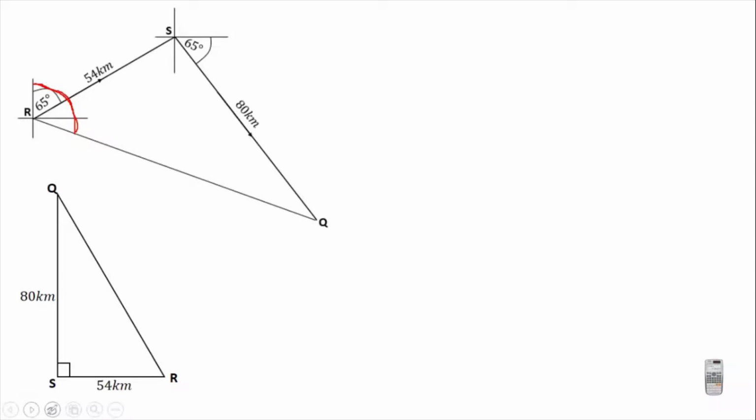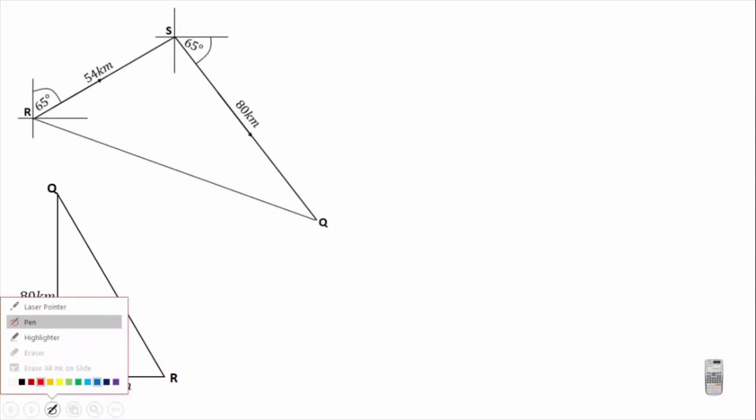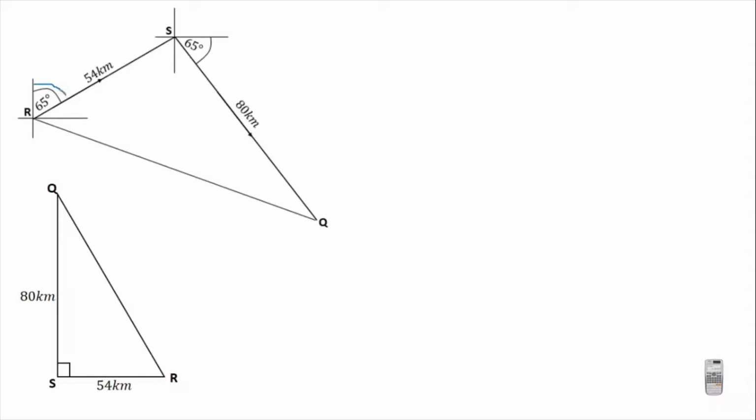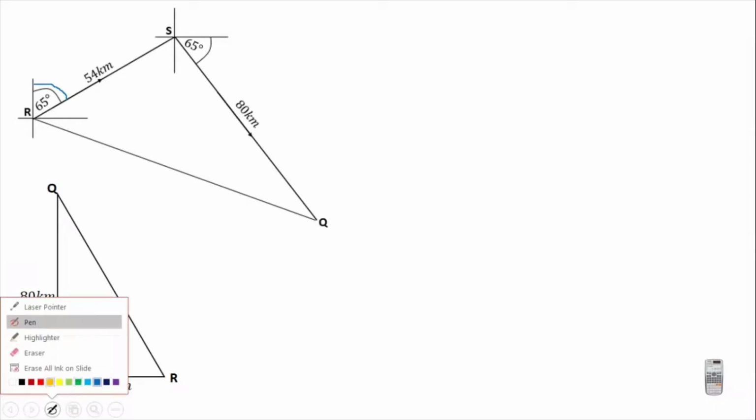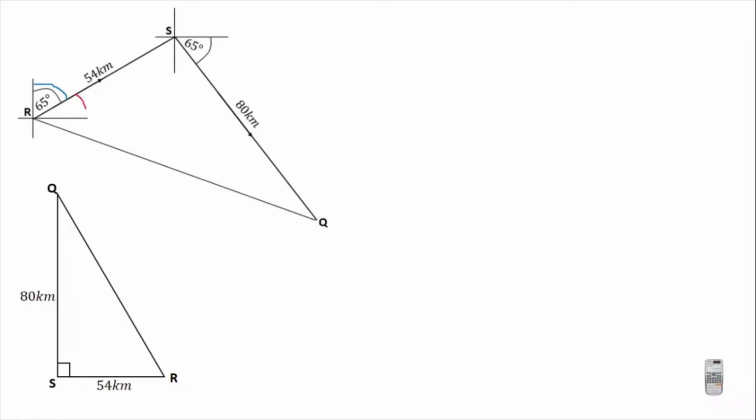But we know one thing. We know that this angle here has already been found to be 65 degrees. We already know this angle here to be 65 degrees. So what is left for us to do is to find this angle here. If you're able to find this angle here indicated with the red color, we add it to the angle here which is indicated with the blue color, that is 65 degrees, and we'll be able to find the bearing of port Q from port R. Okay, so how do we find that angle here, the angle indicated with red as shown in this diagram? How are we going to find it?